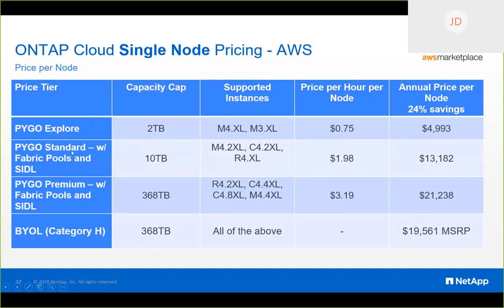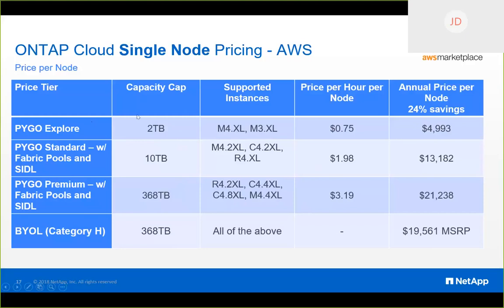Also, please note that the Explore tier, which is our most basic tier, doesn't have our more advanced features like FabricPool. And of course, if you decide to go with a BYOL license and pay that annual fee, you get access to everything we have.